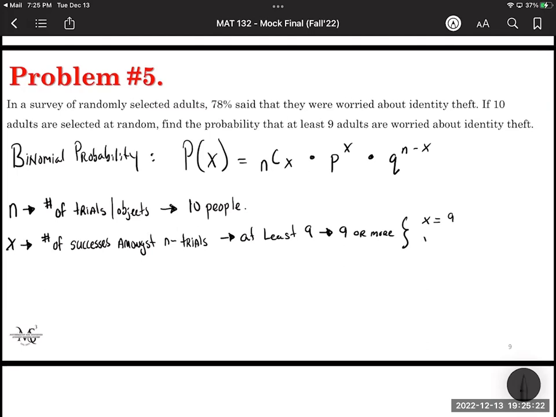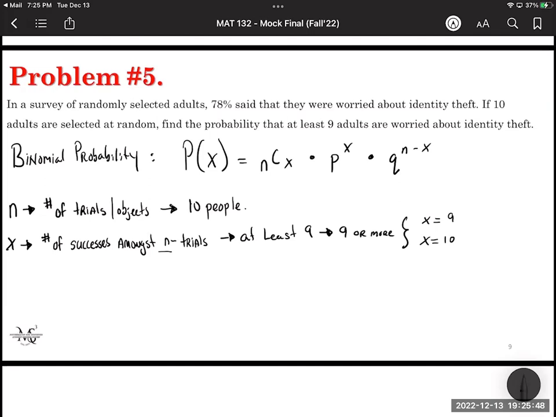If N was equal to 15, then we would have had 9, 10, 11, 12, 13, 14, 15. But that wasn't the case here. You only go up to n trials. So if n was 10, then you only have to go from 9 and 10.